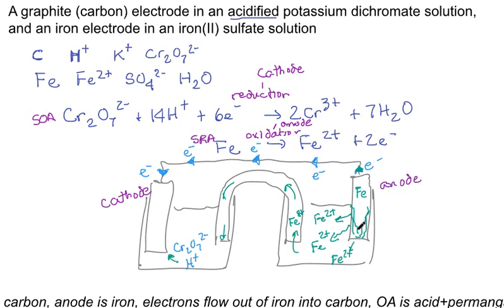Makes sense that positive ions will flow this way. We know that these positives, cations, flow towards the cathode. That's what they were doing. Negative ions, like Cr2O7, will flow this way. They're called anions. They flow towards the anode.